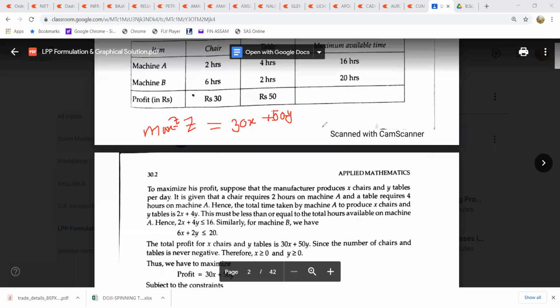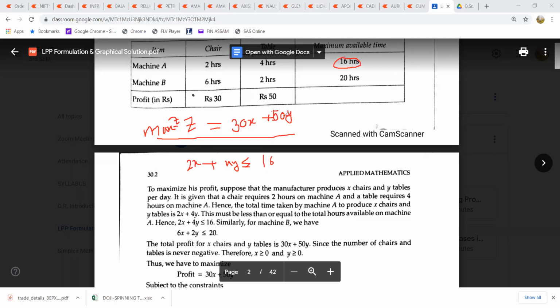This is your objective function. So the constraints will be what? The constraint will be 2x plus 4y, and machine A can run up to how many hours? 16 hours. It cannot run more than 16 hours. So that's why it will be less than or equal to 16. So this is the first condition.